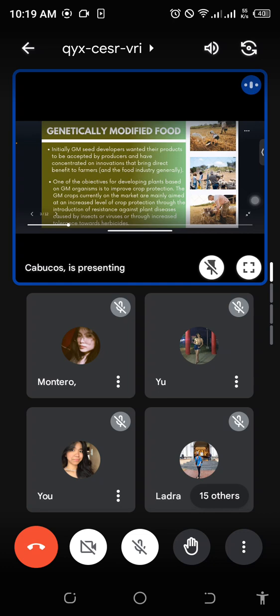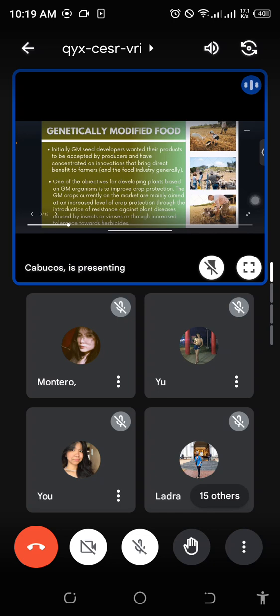Okay, so number four bullet. Initially, GM seed developers wanted their products to be accepted by the producers and have concentrated on innovations that bring direct benefit to farmers and the food industry generally. So, who are these GM seed developers? Of course, this is again the scientists.